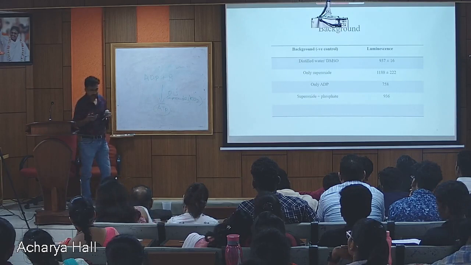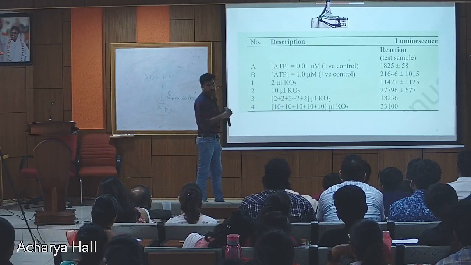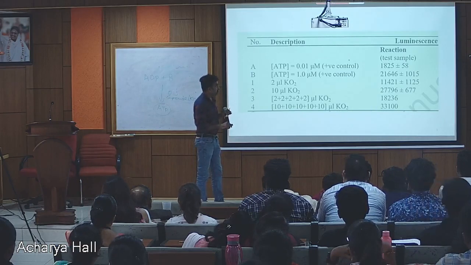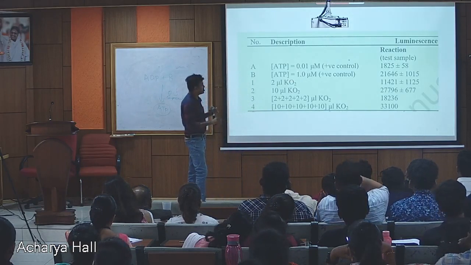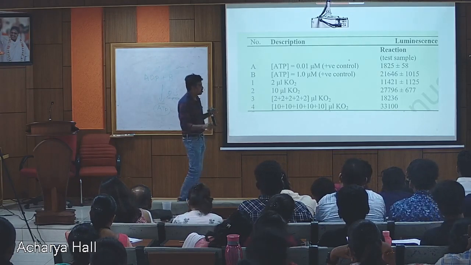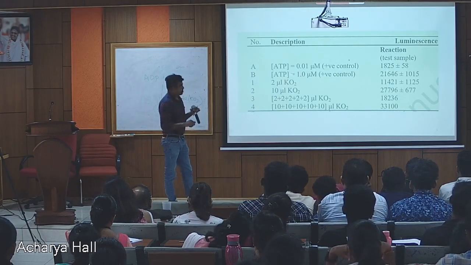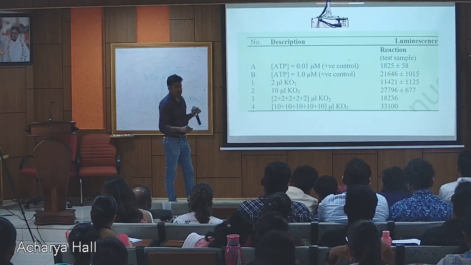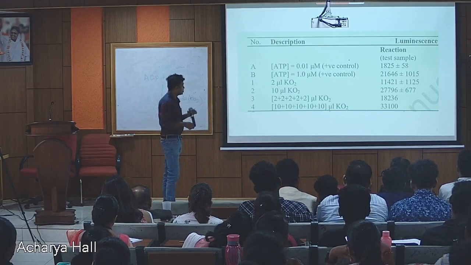So this is the blank. Then the positive control: ATP with luciferase gives this much luminescence, 1825 at 0.01 micromole, and at 1 micromole the intensity increases to around 21,000. Similarly, when you put ADP plus phosphate plus 2 microliters of KO2, it gave 11,421 lux of luminescence.